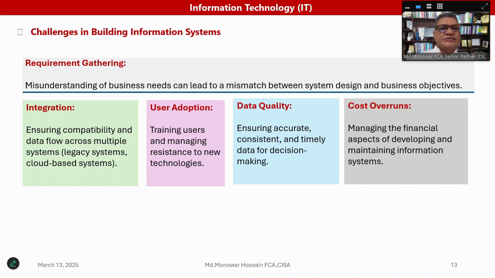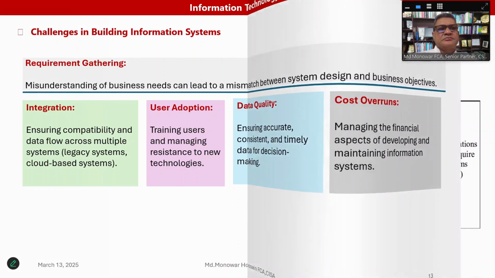That is also the challenge of cost overrun. Managing the financial aspect of developing and maintaining an information system is a huge cost. For example, if you see in a bank, for the core banking solution, they have to pay million dollars each and every year as a maintenance fee. Huge cost of maintaining the system. So this is the challenge of building an information system.